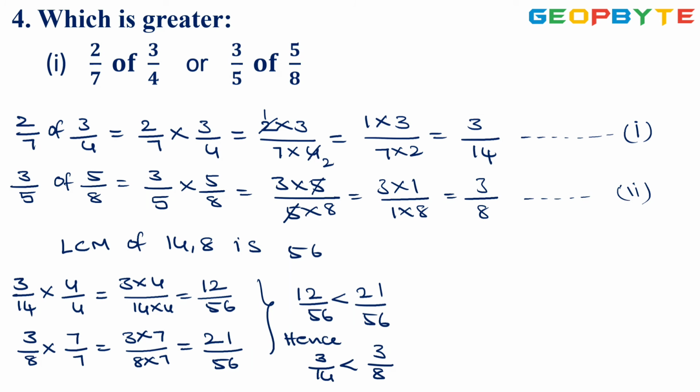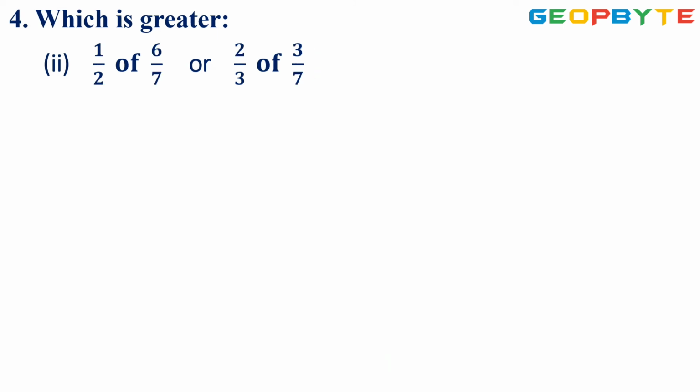So 3 by 14 is the result of which one? 2 by 7 of 3 by 4, and 3 by 8 is the result of 3 by 5 of 5 by 8. So which one is greater? 2 by 7 of 3 by 4 or 3 by 5 of 5 by 8? So here the greater one is 3 by 5 of 5 by 8. Second question. 1 by 2 of 6 by 7 or 2 by 3 of 3 by 7, which is greater?